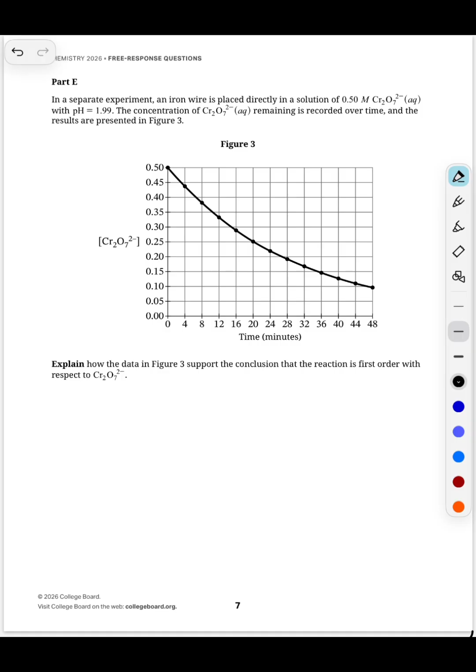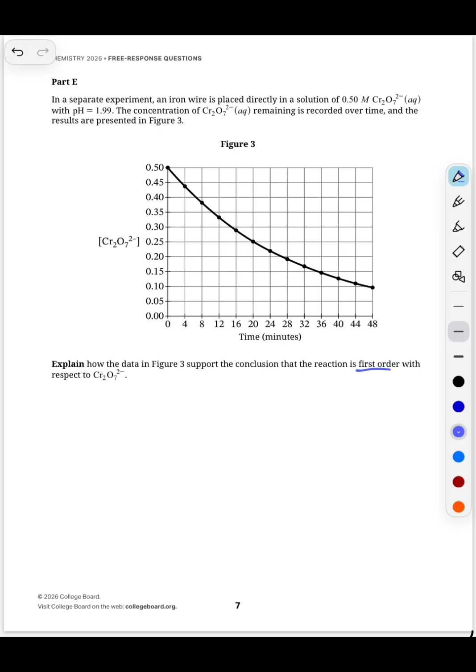And they want us to explain how the data in this graph supports the conclusion that the reaction is first order with respect to our ion. So there's a couple of data points here that we really want to look at. We know if it is first order, that is consistent with a half-life decay.